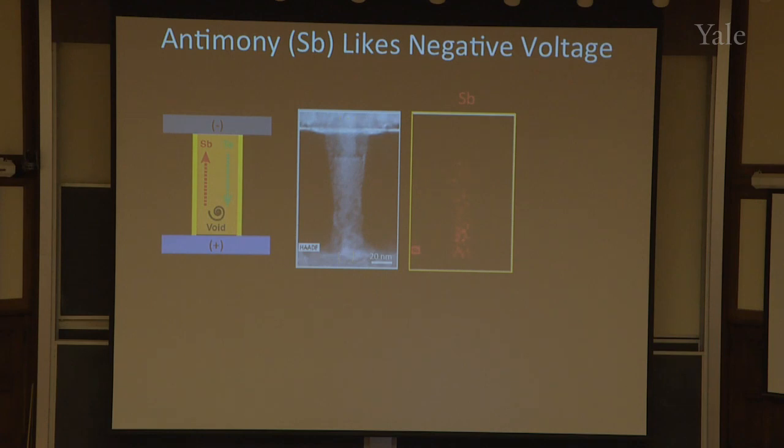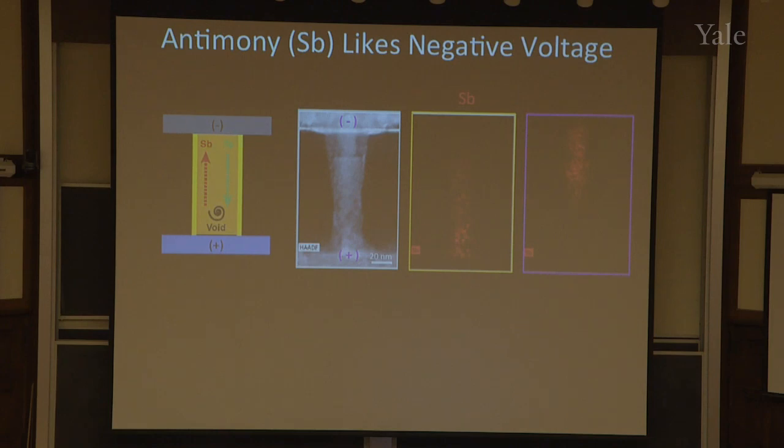So what if I switch the voltage? Now, instead of positive like before, I put a negative here. If I put a negative voltage here, according to our hypothesis, then antimony should flow upwards, right? So it's the same device. Next cycle, this is what we do. And indeed, that's what happens: antimony flows up. So it seems that our hypothesis holds, that antimony, which is a positively charged element, likes to go to negative voltage.